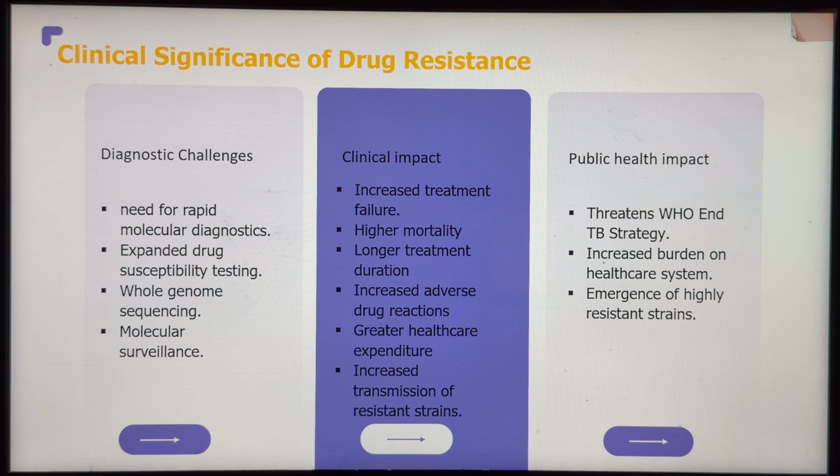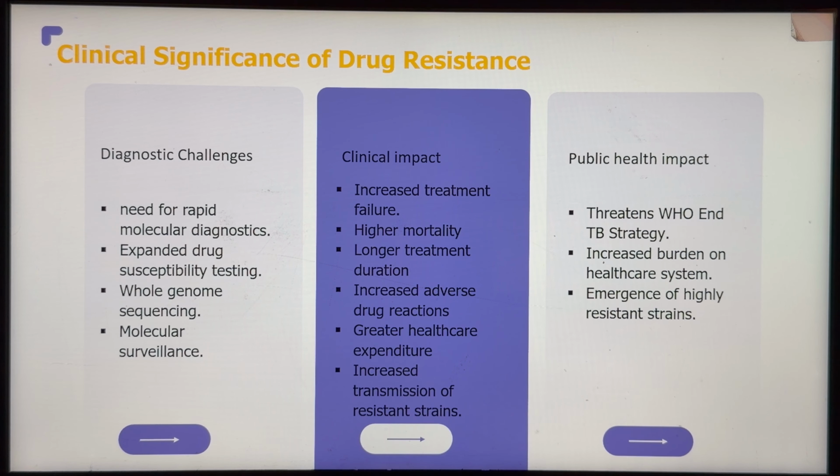Drug resistance has important consequences at multiple levels, affecting the laboratory, the patient, and the society as a whole. First, from the diagnostic perspective, drug resistant tuberculosis requires much more than routine smear microscopy. We increasingly rely on rapid molecular diagnostic techniques such as GeneXpert MTB/RIF Ultra, line probe assays, and in selected settings, whole genome sequencing to identify resistance associated mutations quickly. Expanded drug susceptibility testing is also essential for selecting the most effective treatment regimen.